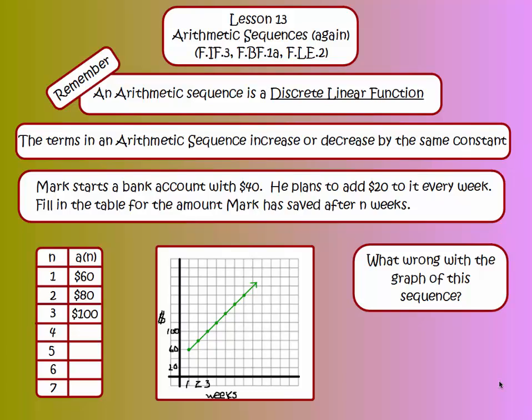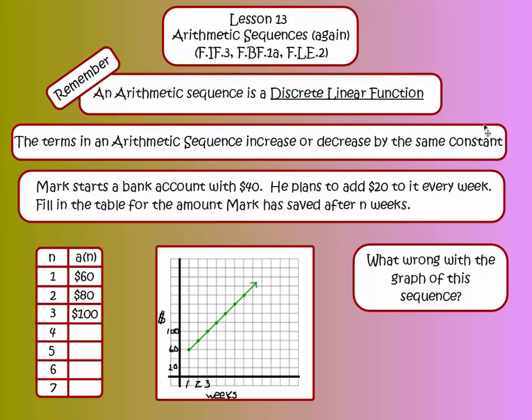The terms in an arithmetic sequence increase or decrease by the same constant. We call that constant the common difference. We usually refer to this as the letter D, like that. And remember, discrete linear function.